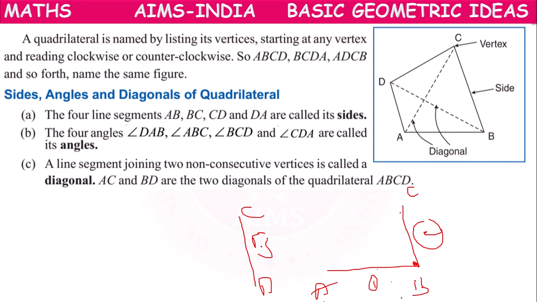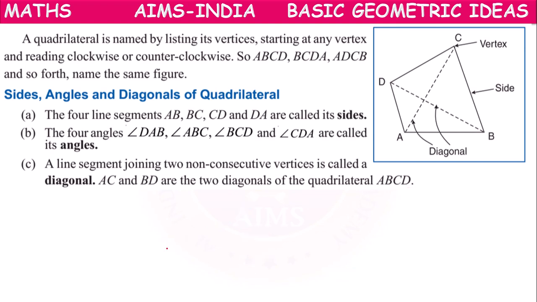BC and CD, these two are having C as common endpoint. So BC and CD act as adjacent sides. Or you can take DA, AB, adjacent sides, like that. Like that, the two sides which have common endpoint are considered as adjacent sides.